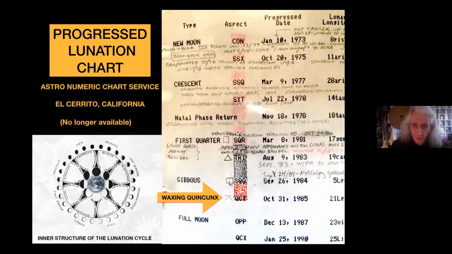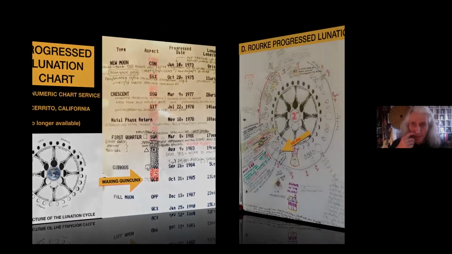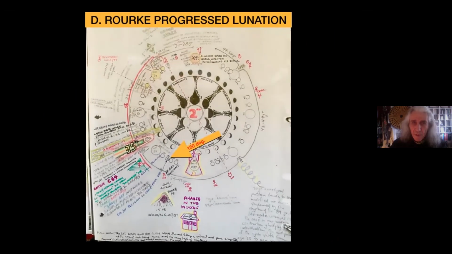So this is my progressed lunation unfolding. I'm aware of it on a phase-by-phase basis, and I'm coming into October 31st, 1985. Well, this is another way that I'm working with the lunation, the progressed lunation, keeping track of different events, inner, outer events, realizations, specific turning points. And as the arrow points to, there's the 150-degree waxing quincunx.